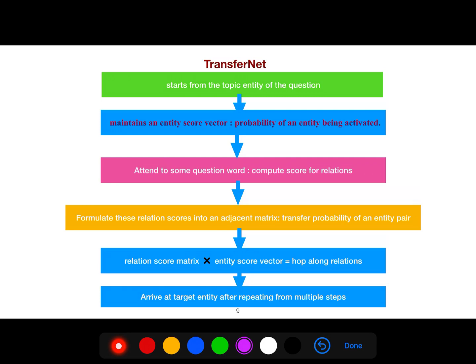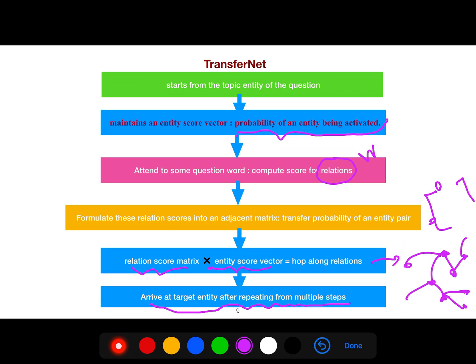It starts from the topic entity, then we maintain an entity score vector, the probability of an entity being activated. After that, we attend to some question word and compute scores for relations. Then we formulate these relation scores into an adjacency matrix. For example, what is the probability that I'm in this entity and then going to another entity? If you want to jump along any direction, I just need to multiply the entity score and relation score. That's it. Then I can arrive at the target entity after repeating for multiple steps, multiple jumps, because it's multi-hop reasoning, and we arrive at the solution.